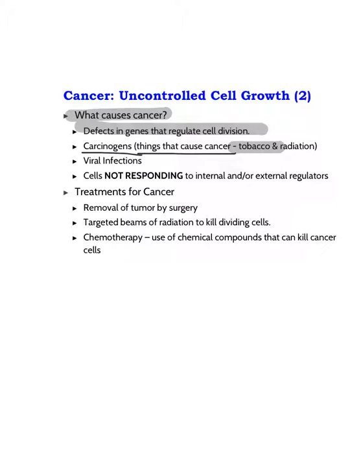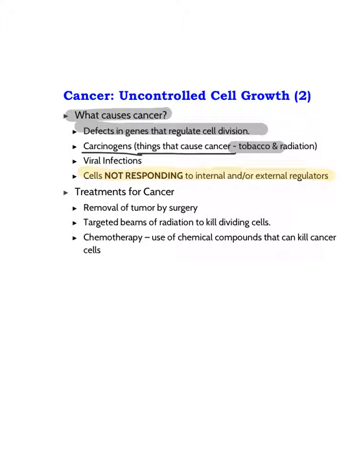Now, all cancers have one thing in common. The control over the cell cycle has effectively been broken down. So some cancer cells will no longer respond to external regulators, or some simply fail to produce the internal regulators that the cell relies on to tell it when to divide and when to stop. So defects in genes that regulate cell division lead to not responding to these internal and external regulators.